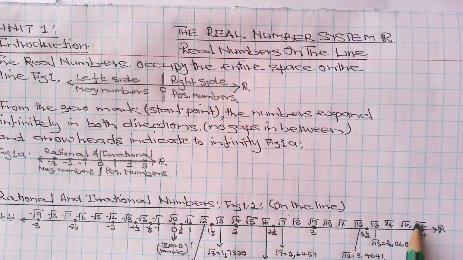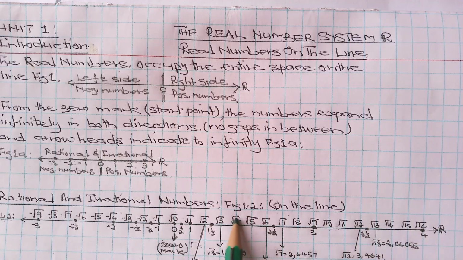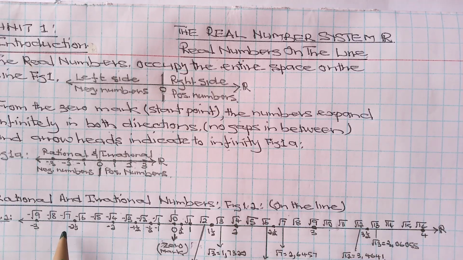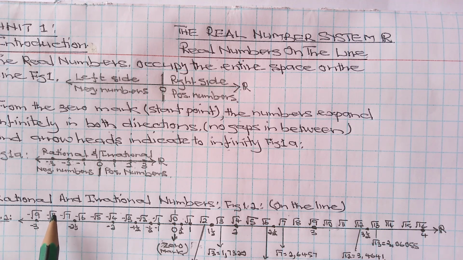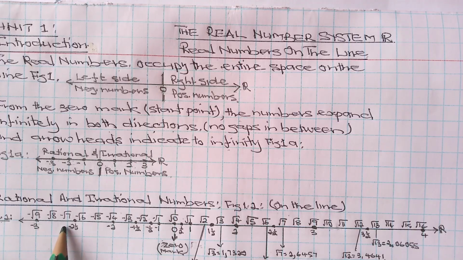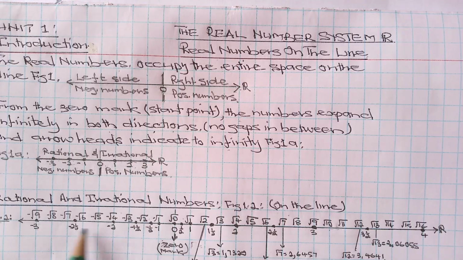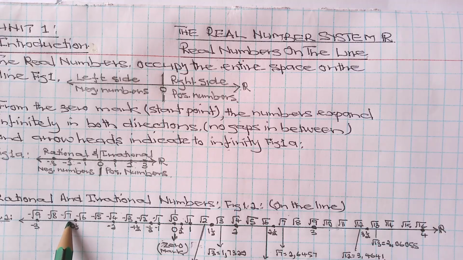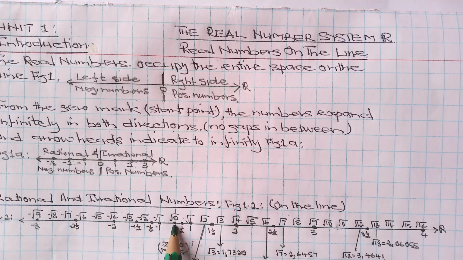But let's focus on the radical signs. Radical signs, we have square roots and sets. Square roots are perfect squares and sets are not perfect. They are irrational numbers. On the line, as you can observe, those that do not have circles representing them are irrational numbers. Let's start from the zero mark.